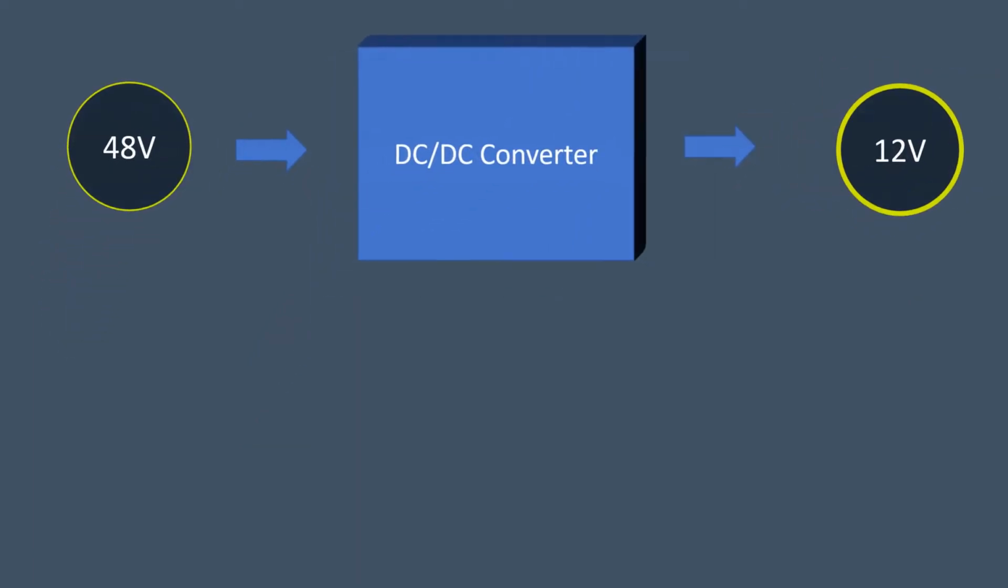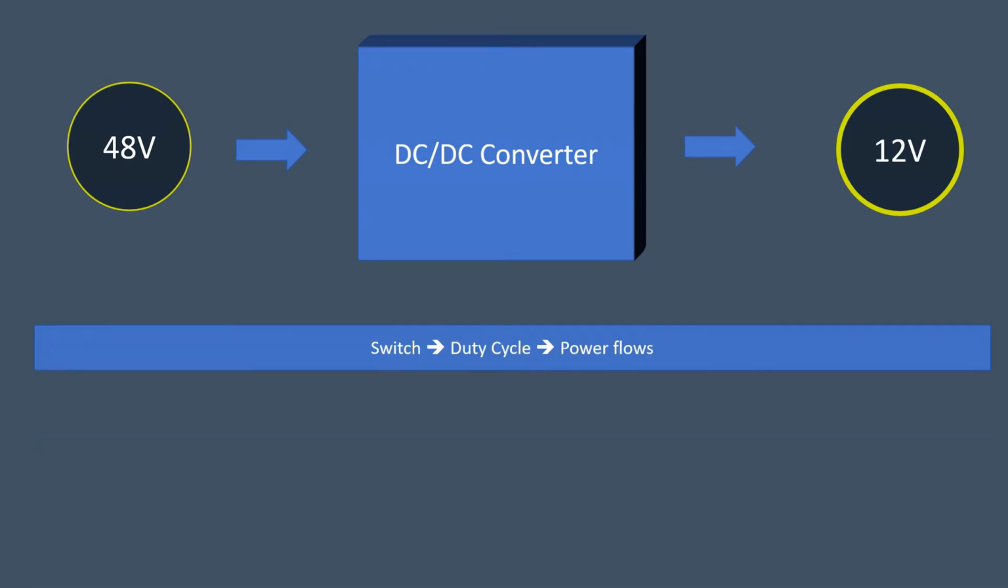For conventional system, we always use switch to control the duty cycle and use duty cycle to control the power flows. It is the switch behavior that enables us to control the power flow, but it's also this switch behavior that generates huge power ripple, and we need buck filter to store this power ripple.